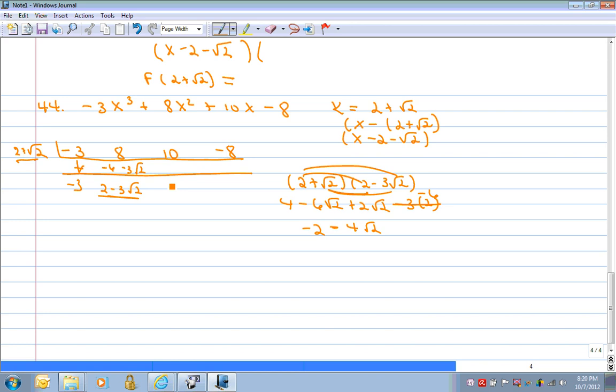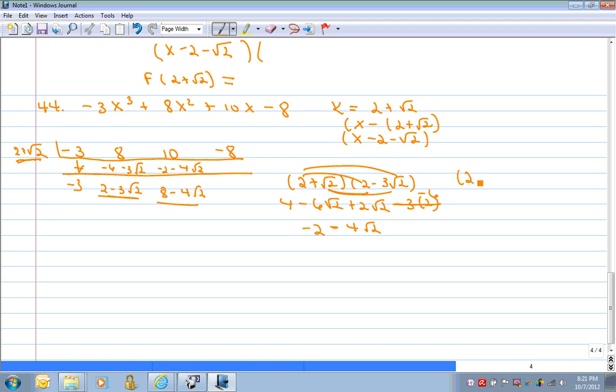We're going to put negative 2 minus 4 square roots of 2. Alright, and when we combine that, you have 10 and a negative 2, so you have 8 minus 4 square roots of 2. And we're going to go one more time. We're going to multiply this times this, and we're keeping our fingers crossed that comes out to be 8 so that we can get a 0. But let's check it out.